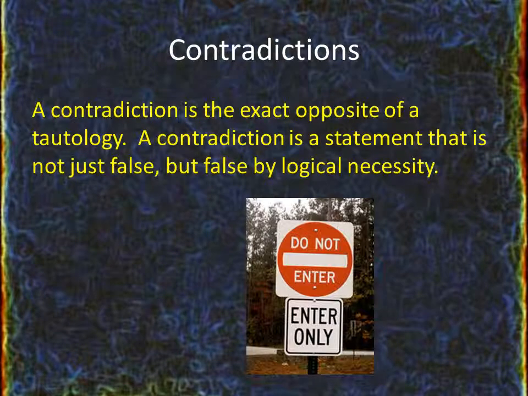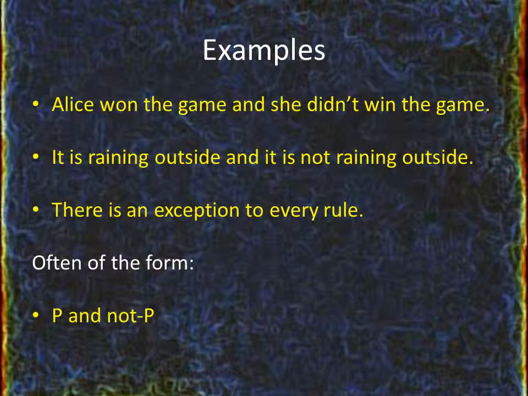Okay, contradictions are the exact opposite of a tautology. A contradiction is a statement that is not just false, but false by logical necessity. So here are some examples of contradictions. Alice won the game, and she didn't win the game. It's raining outside, and it is not raining outside. Lots of times these look like this, P and not P. So you can't have something be true and be not true at the same time. This is called the law of non-contradiction. It's a basic rule of logic.